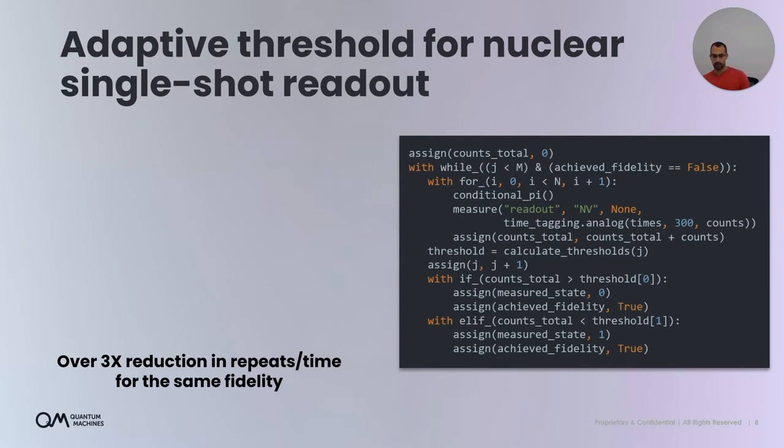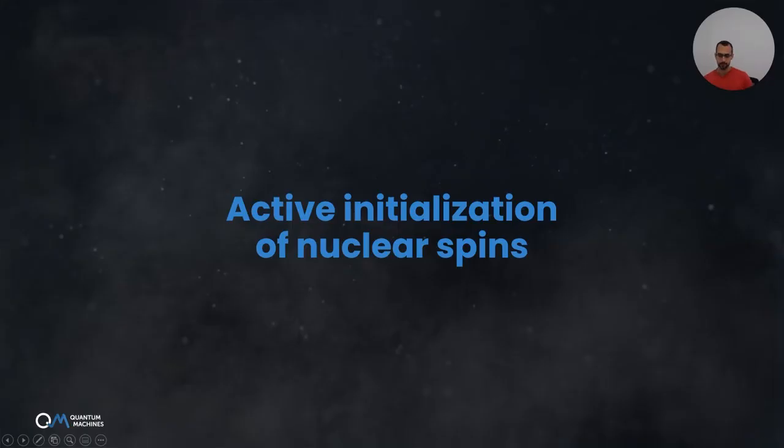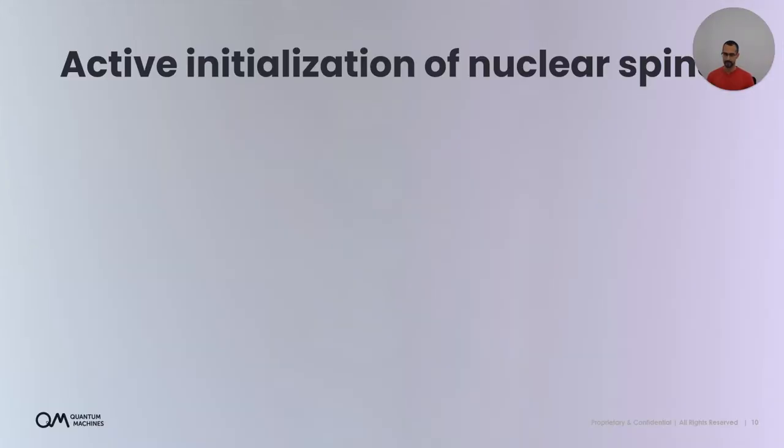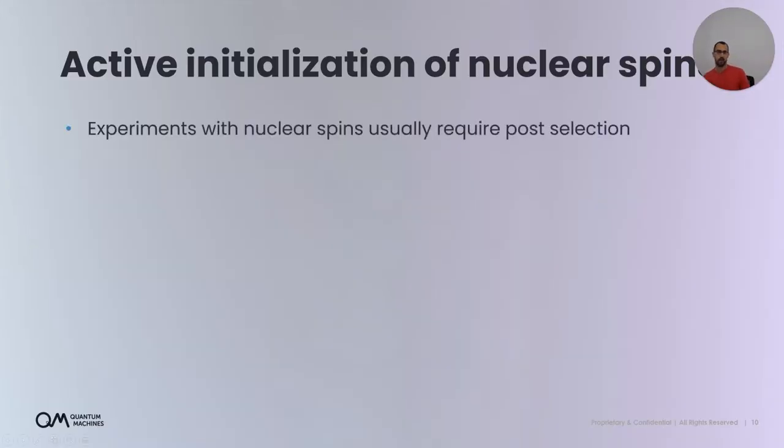The second thing, active initialization of nuclear spins. What do I mean by that? Experiments with nuclear spins usually require post-selection, and that means that you want to post-select the experiments in which the nuclear started at the correct state. If you have one nuclear, then it's simple, but if you have several different nuclears, then this becomes more problematic. Of course, you can also do swap gates, but usually they don't have very high fidelity, and there are other problems.